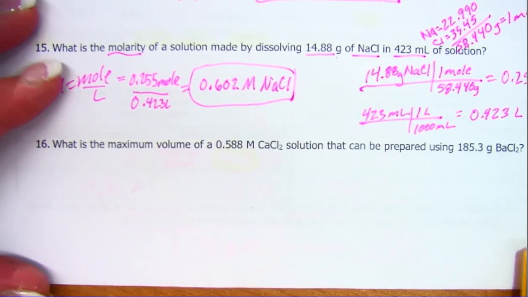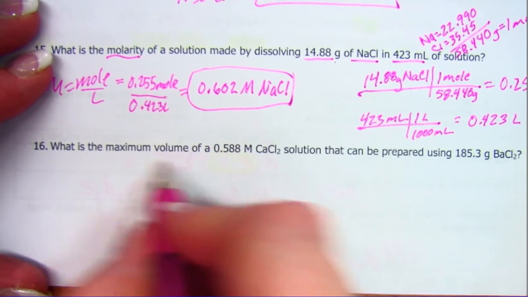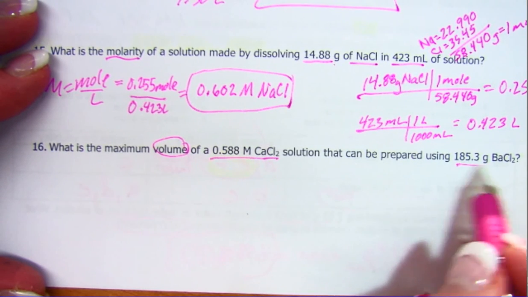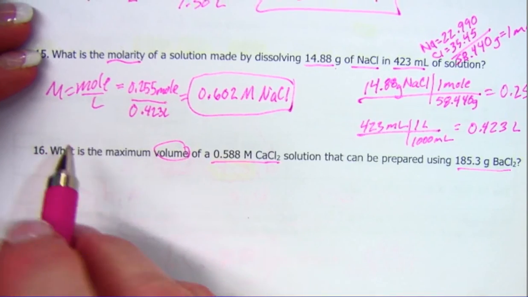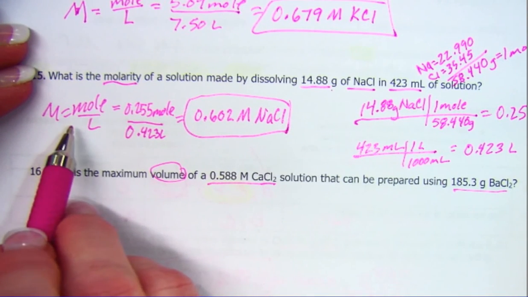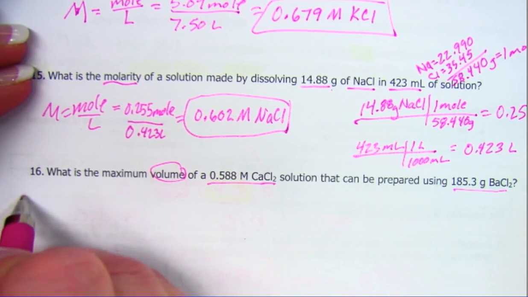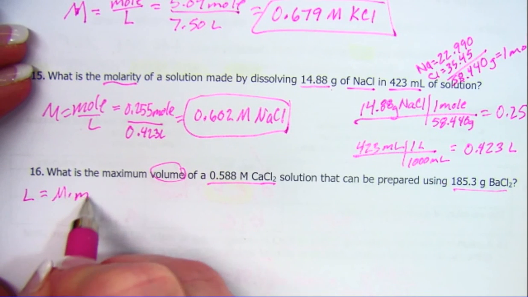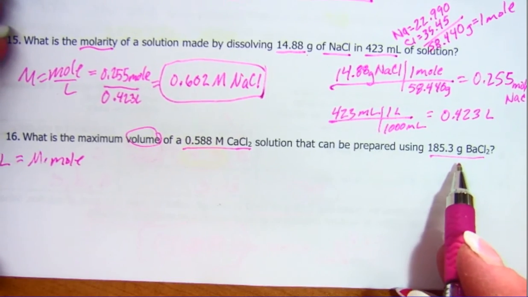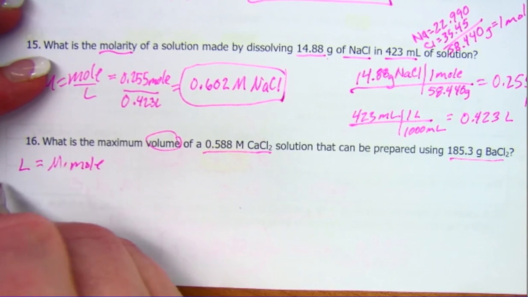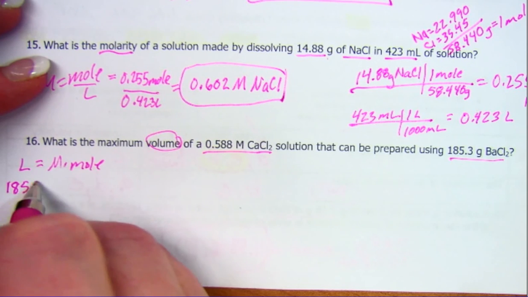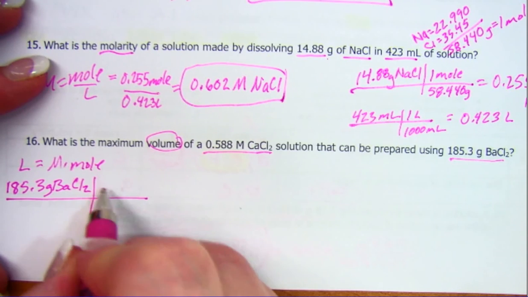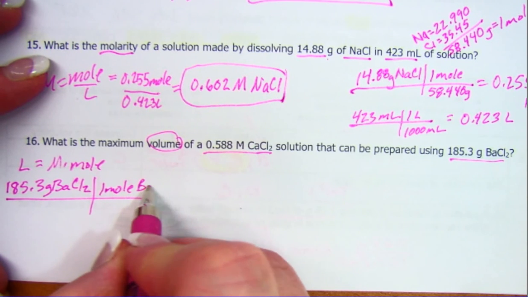Okay, next one down here in the bottom. What is the maximum volume? So I'm looking for volume if I have this concentration and that many grams. So again, I'm using that same moles per liter, but this time I'm looking for volume. So I'm going to rearrange the equation, and volume is going to equal moles divided by molarity. Well, I have grams. So the first step is taking that 185.3 grams of barium chloride and changing it into moles barium chloride.